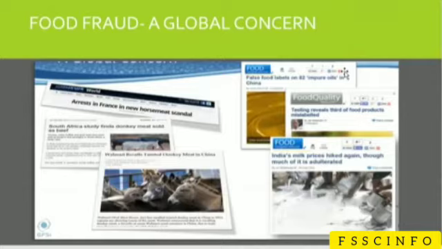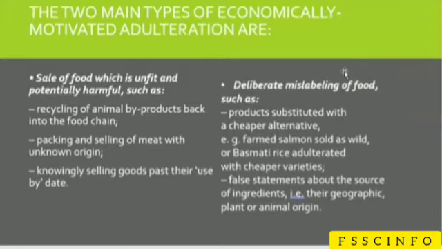That's why the standard of food fraud came in. There are two types of economically motivated adulterations. One is that they sell food which is unfit and harmful. For example, they put animal byproducts in the food chain. They sell meat without knowing its origin, whether it's beef, mutton, camel, ostrich or turkey. They sell it without any origin. And there are some products with a use-by date, which you have to use up to this date, otherwise they are harmful, because they know these are potentially harmful products if not used for a certain purpose, at a certain time and temperature. So that is the sale of food which is unfit.